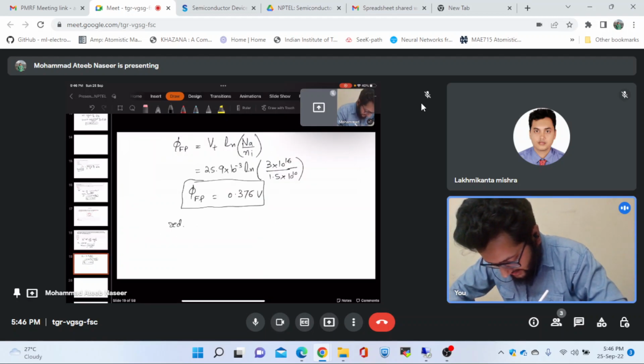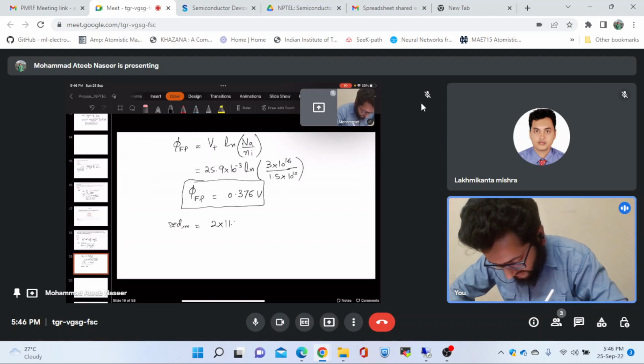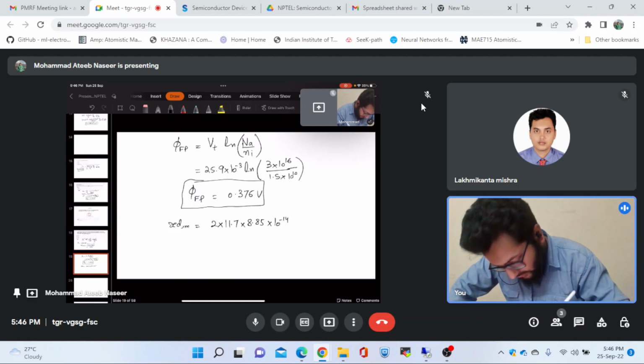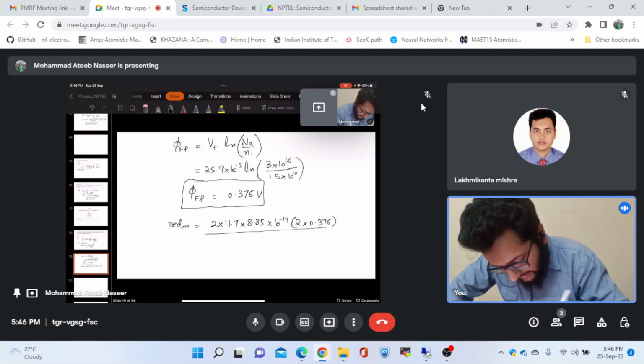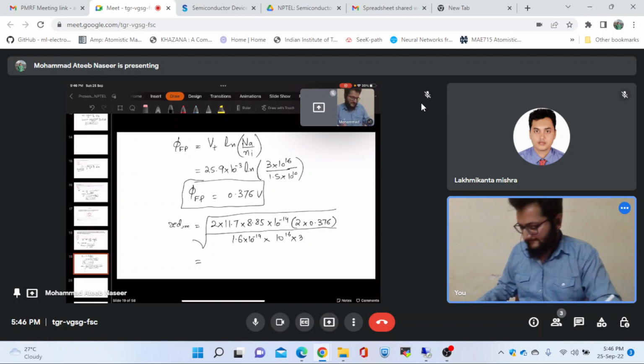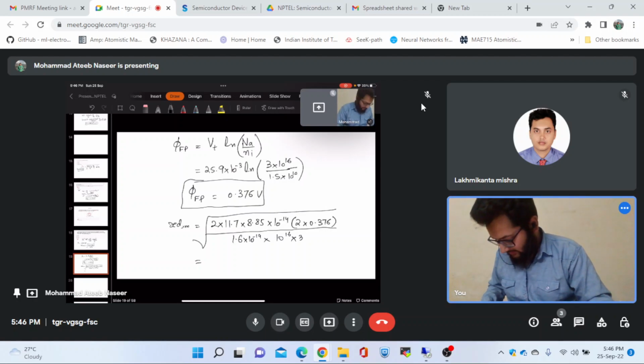So this xd, in meters, should be the square root of 2 times epsilon s, which is 11.7 into 8.85 into 10 raised to the power minus 14, into 2 phi fp. 2 phi fp is simply 2 into 0.376, divided by q and Na. Q is 1.6 into 10 raised to the power minus 19, and Na is 10 to the power 16 multiplied by 3. So let us solve this expression.